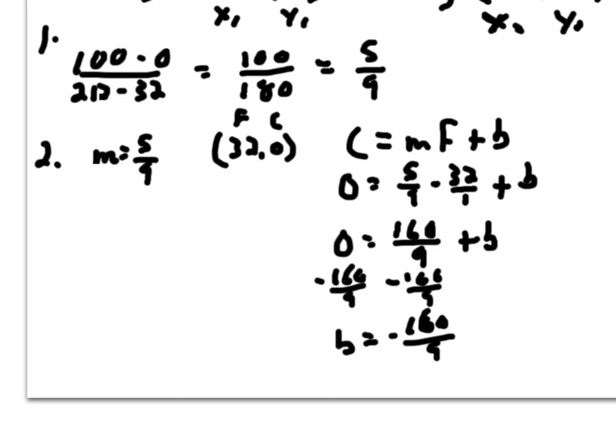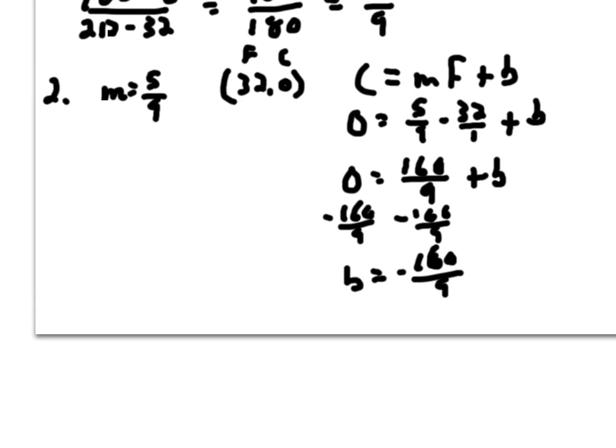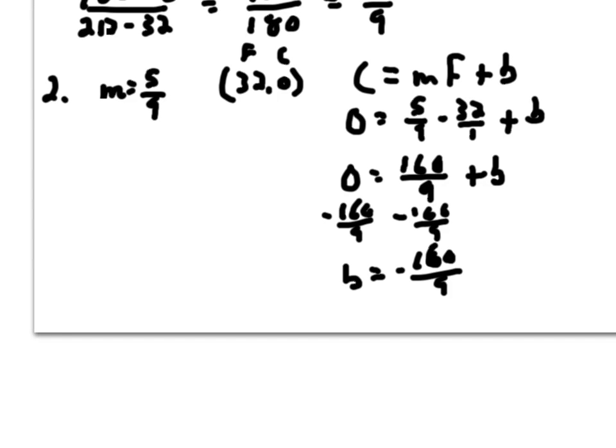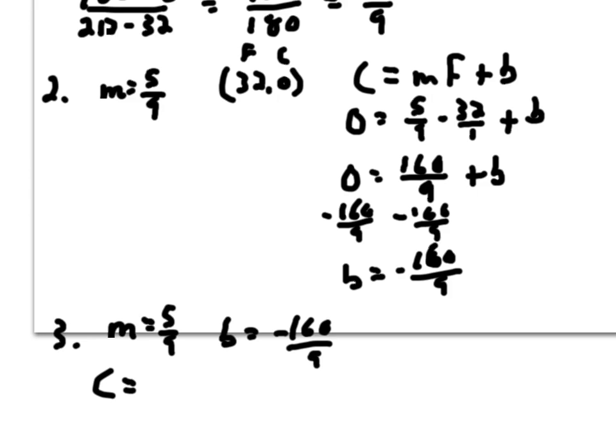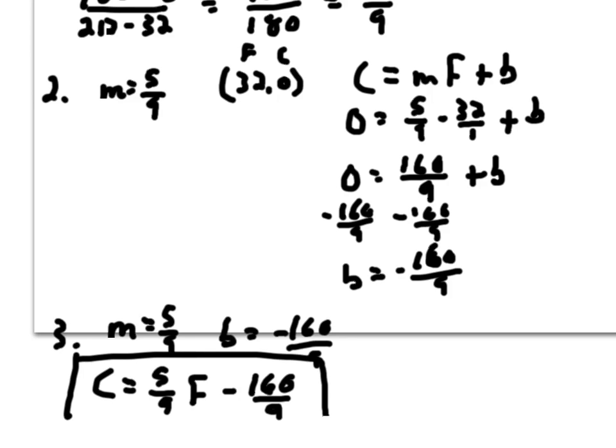Okay? And then for step 3, we're just going to plug these into our setup here. So our slope was 5/9, and our b was negative 160 over 9. So we're going to get Celsius equals 5/9 times Fahrenheit minus 160 over 9. Okay, so there's our equation.